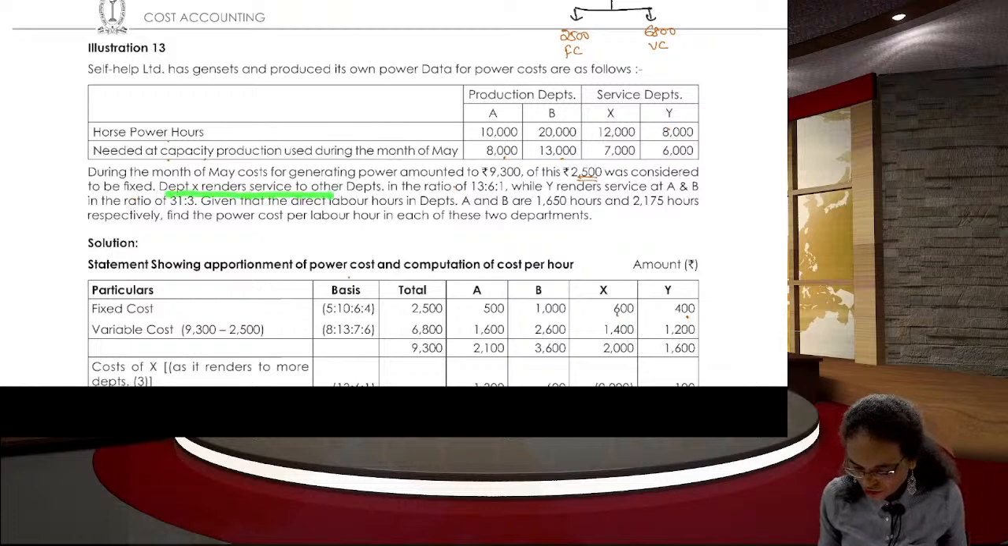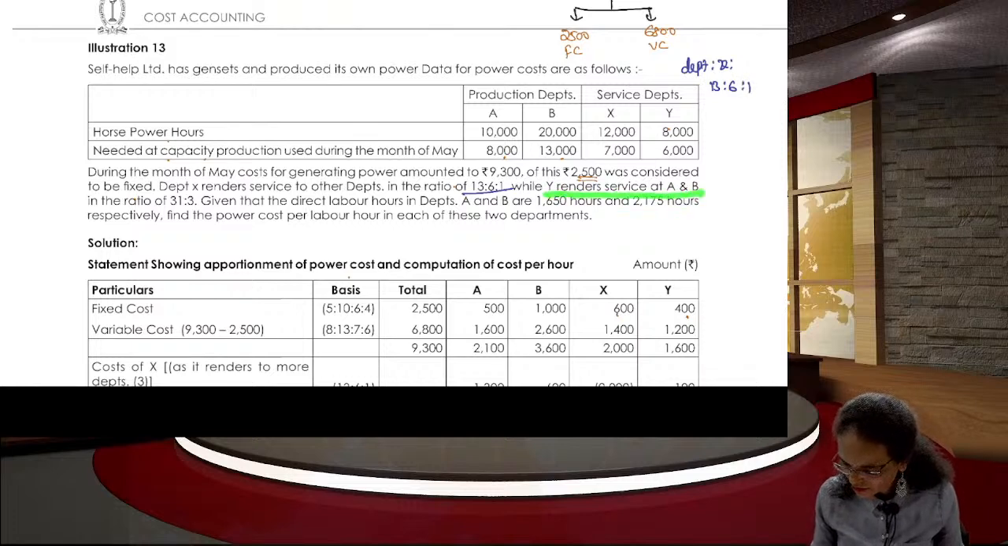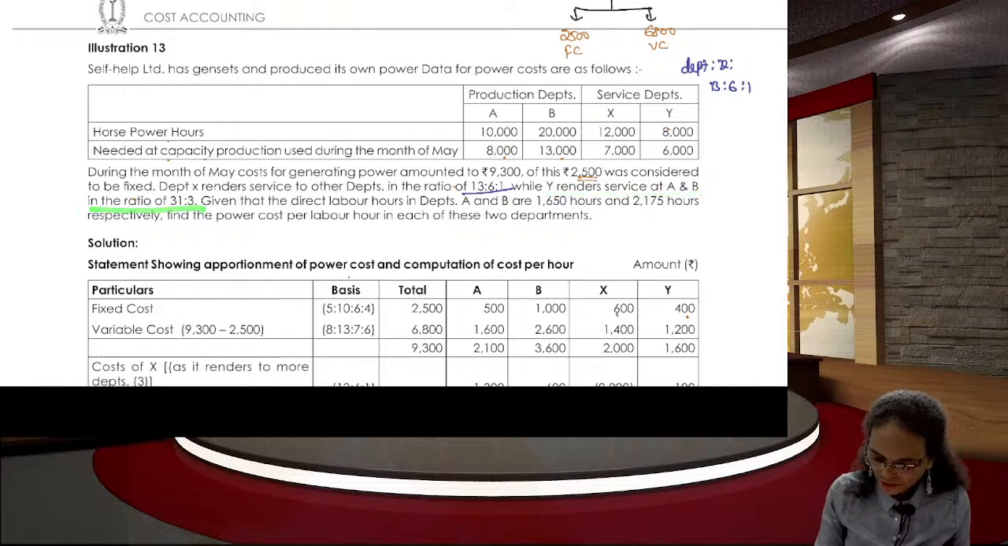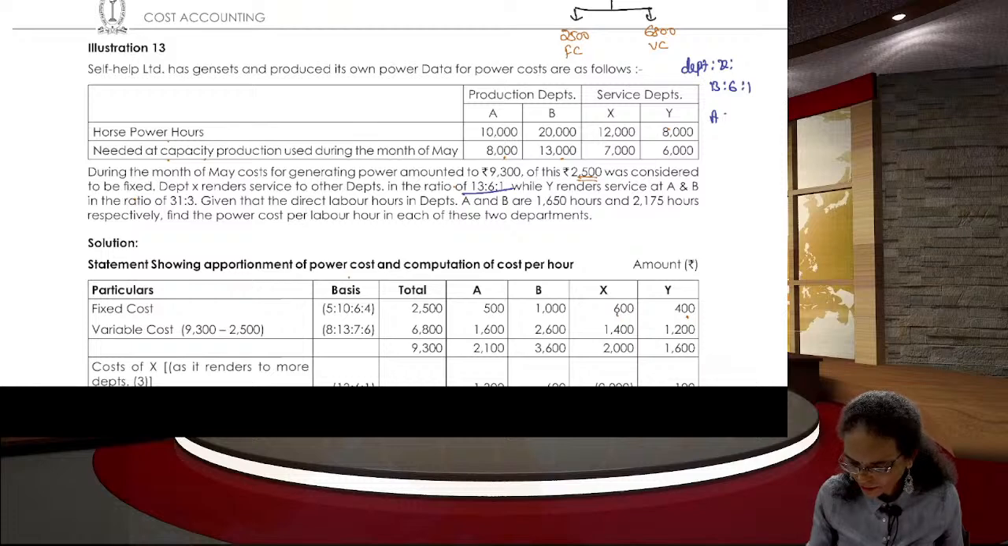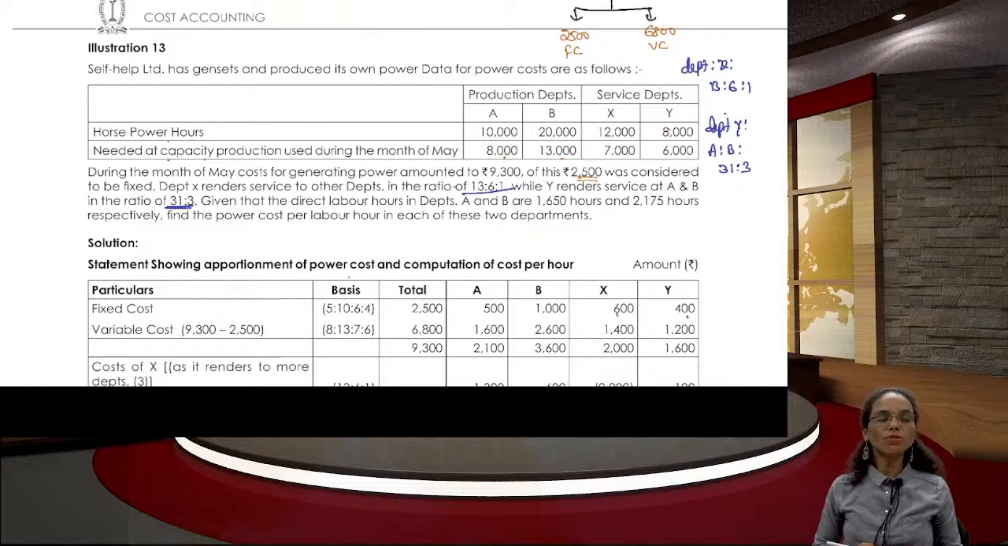Department X renders a service to the other departments in the ratio of 13:6:1. Department X, you write while reading the question only, in what ratio? 13:6:1. While Y renders services to A and B only in what ratio? 31:3. This is a ratio given in the question itself.